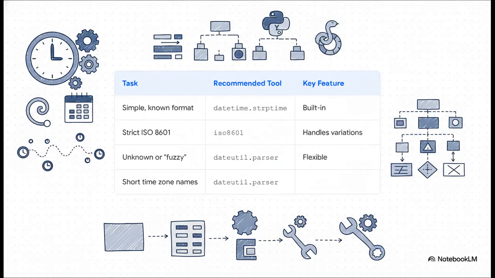So you've got a few tools in your toolbox for this, and you've got to pick the right one for the job. If the format is simple and you know exactly what it's going to look like, yeah, the built-in strptime works fine. If you're dealing with the strict ISO 8601 standard, grab the ISO 8601 library. But for pretty much everything else, especially the weird stuff, dateutil is going to be your absolute best friend.